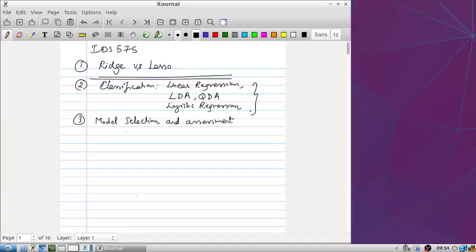So what does linearity mean in classification? It has something to do with the decision boundary, so we'll revisit that. And then towards the end, we already know cross-validation, so we'll put it in the context of the broader picture of model selection and assessment.